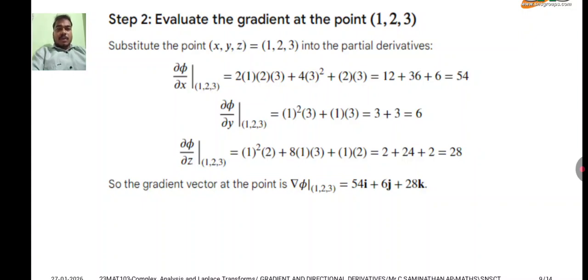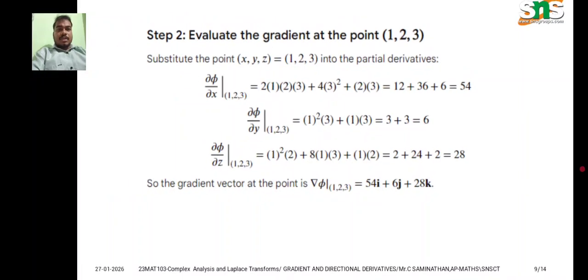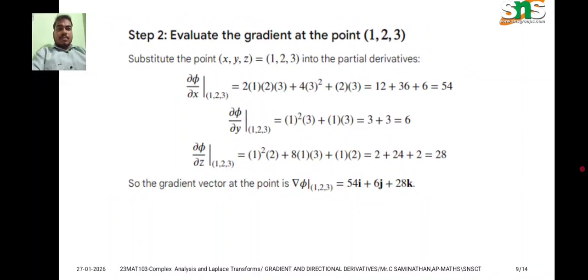Similarly, dou phi by dou y at the point 1, 2, 3 is equal to 6. Dou phi by dou z equal to 28. So the gradient vector at the point 1, 2, 3 is del phi equivalent to 54 i vector plus 6 j vector plus 28 k vector.